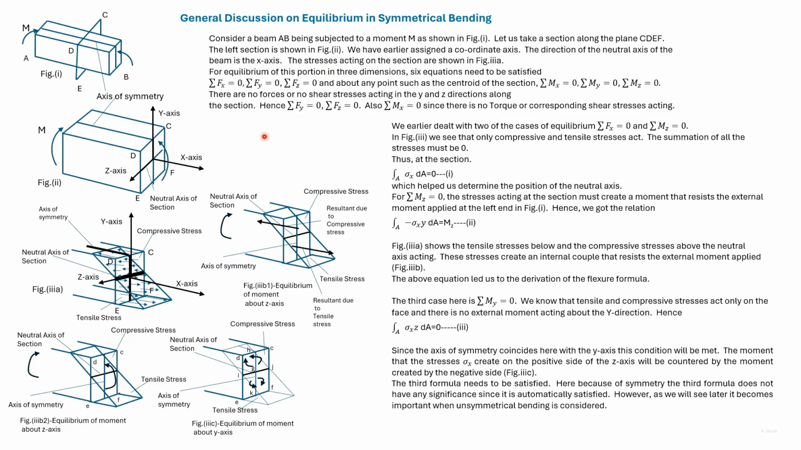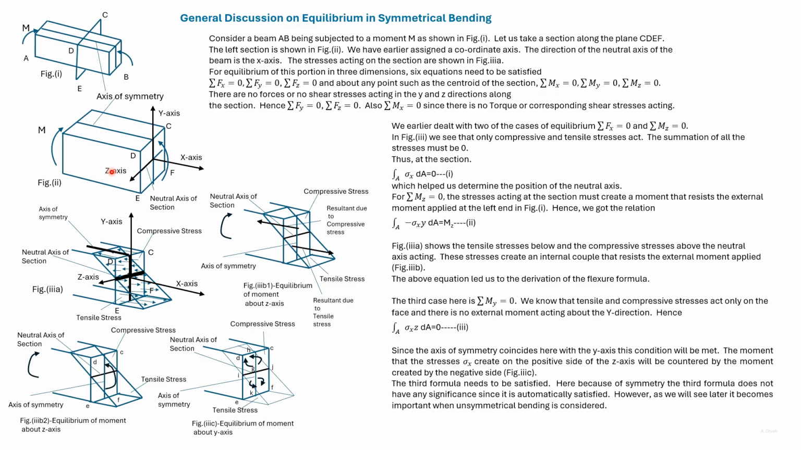Now we know that when you consider equilibrium of a body in 3 dimensions, 6 equations have to be satisfied. They include summation Fx equal to 0, summation Fy equal to 0, and summation Fz equal to 0. And we can take moment about any point, such as the center of a section, and we have summation Mx equal to 0, summation My equal to 0, and summation Mz equal to 0 about that point.